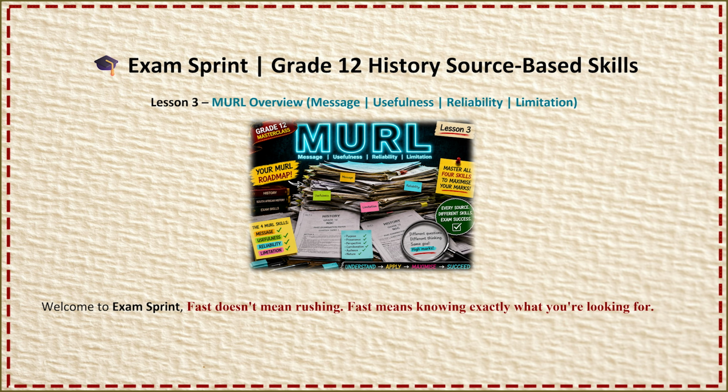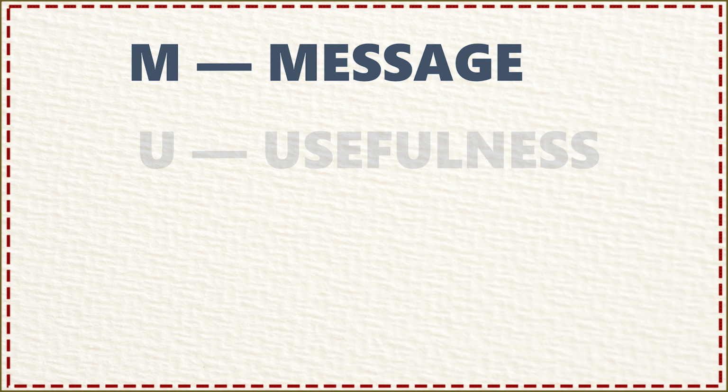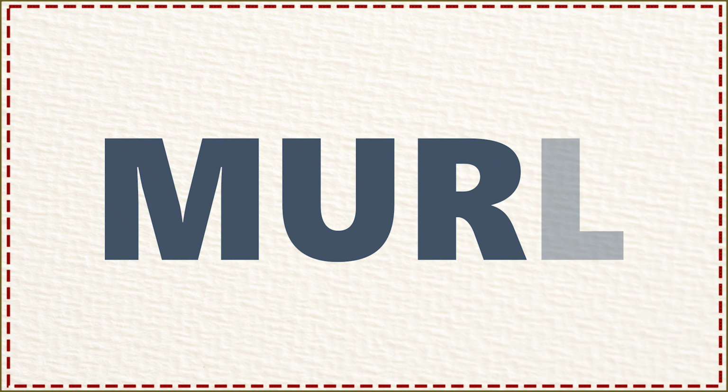Welcome back. In this lesson, we are going to clear up one of the biggest sources of confusion for grade 12 history learners: message, usefulness, reliability, and limitations, better known as MURL. If you have ever wondered why you keep losing marks even though your answers seem correct, this tutorial is for you. By the end of the lesson, you will know exactly what the examiner is asking and how to answer confidently every time. So let's get started.